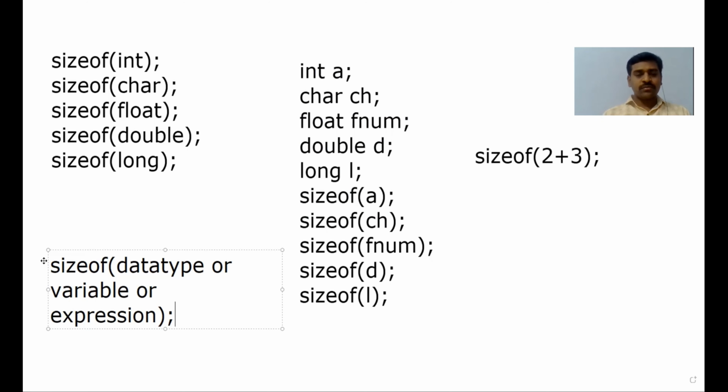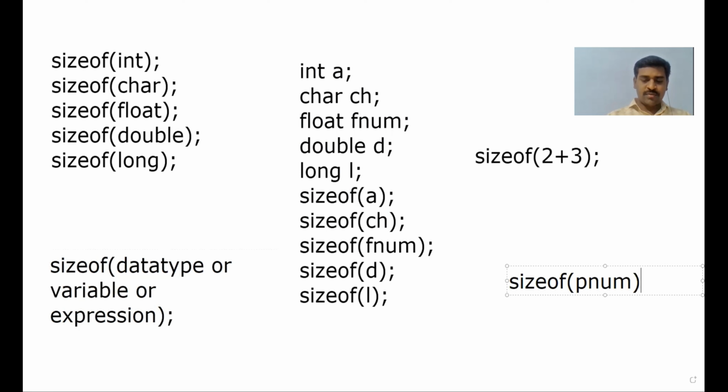Now we are going to see the next one. How to find out the size of a pointer variable? Very simple. We should write like this: sizeof, and what is the variable name? pnum. So we have to write the pnum value.